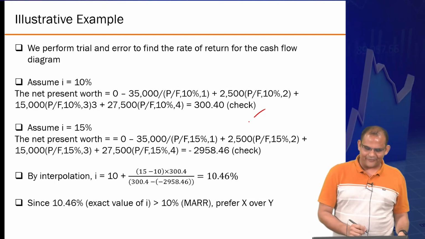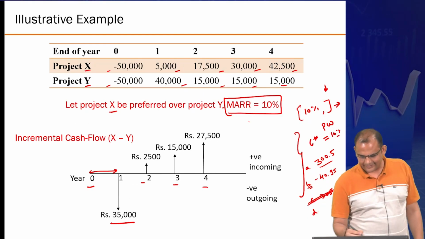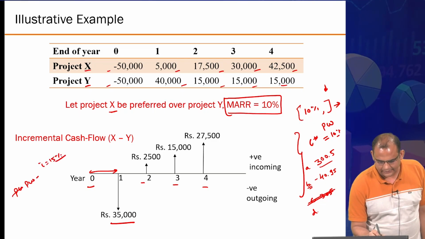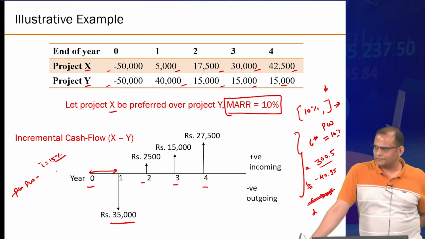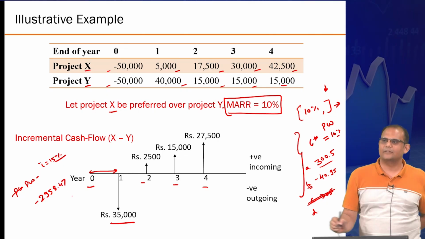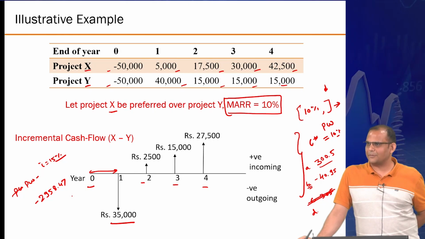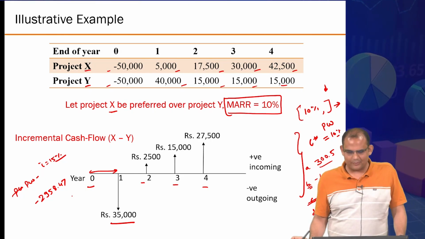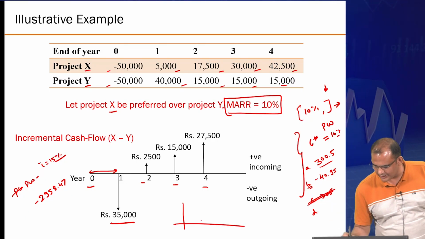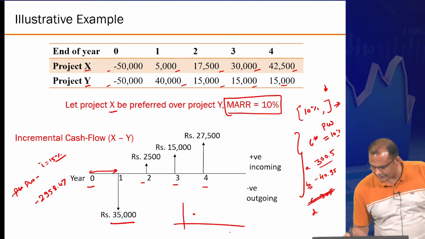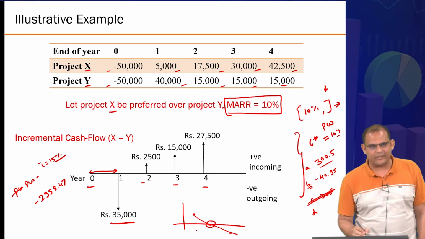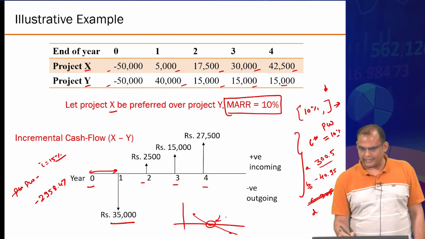So it's 300.4. Now assume 15%. Present worth of the same series at I equal to 15% is minus 2958.47. Option A or option B? Minus 2958, matching, right? So now you have one value at which the NPV is positive and one value at which NPV is negative. So at least one solution has to be somewhere in between. So what you do is linear interpolation.